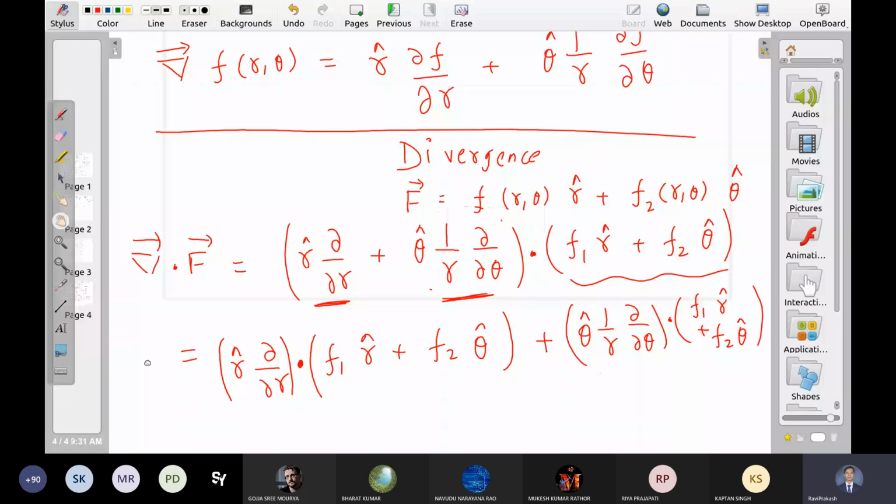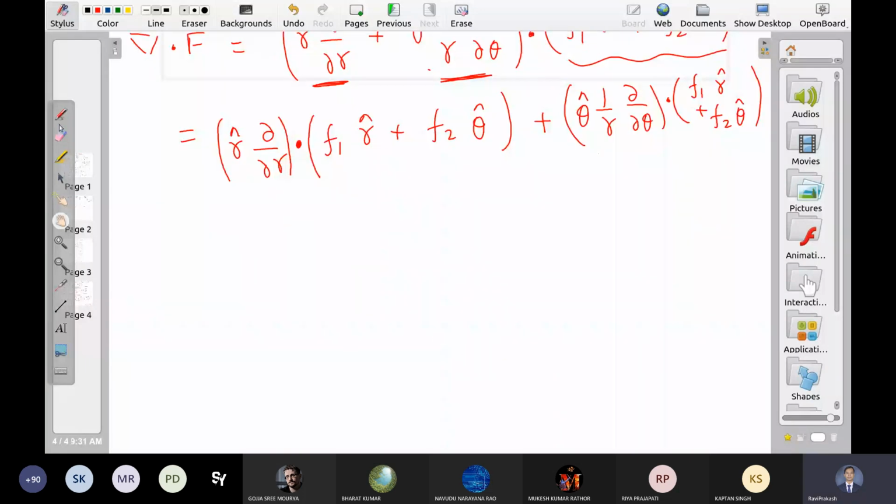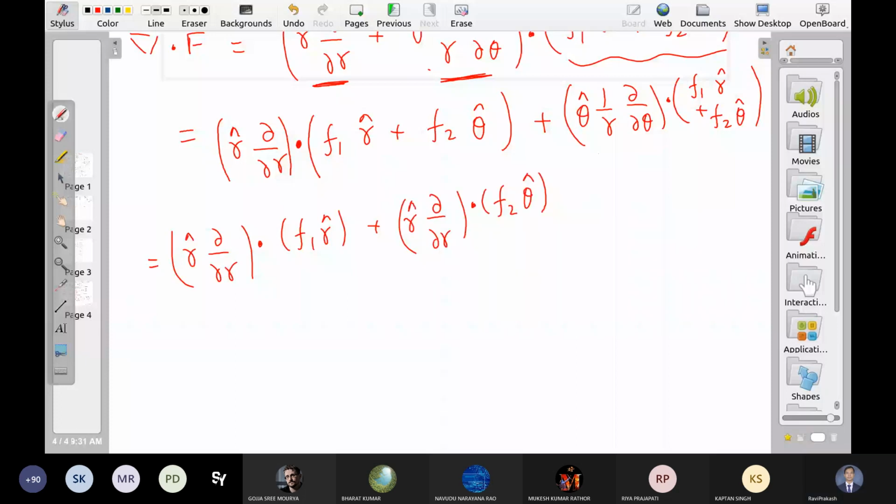We can further expand it. R cap del by del r operated on f1 r cap, plus r cap del y del r operated on f2 theta cap. Similarly here, operated on.